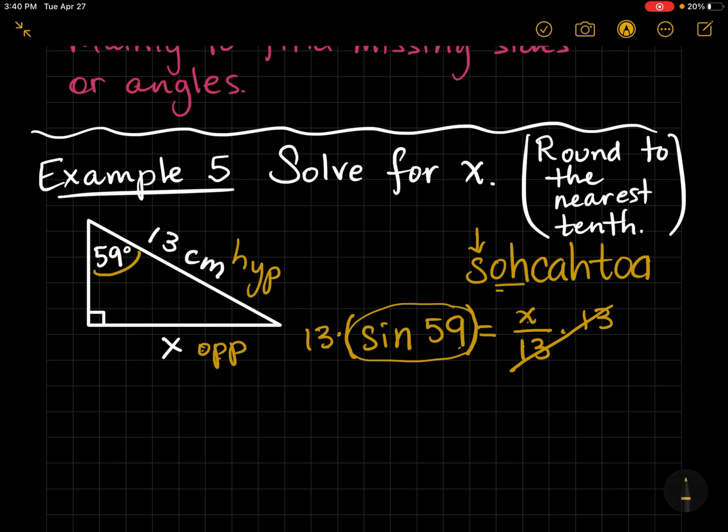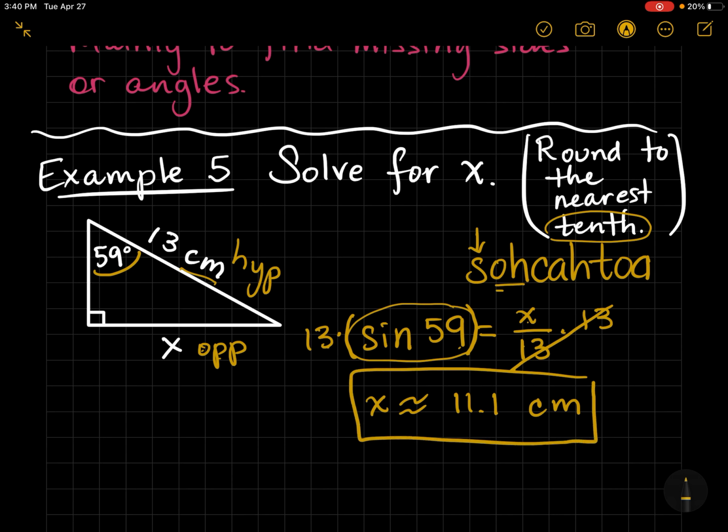So on my calculator, I'm multiplying those two values, and I've asked you to round to the nearest tenth. So x is approximately 11.1, and I need to include units. If this side is centimeters, the side I just found is also centimeters. And that's approximately 11.1 centimeters.